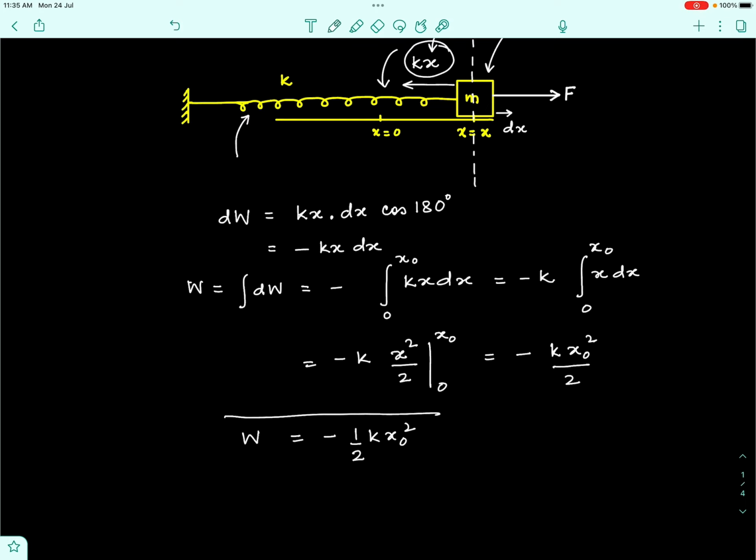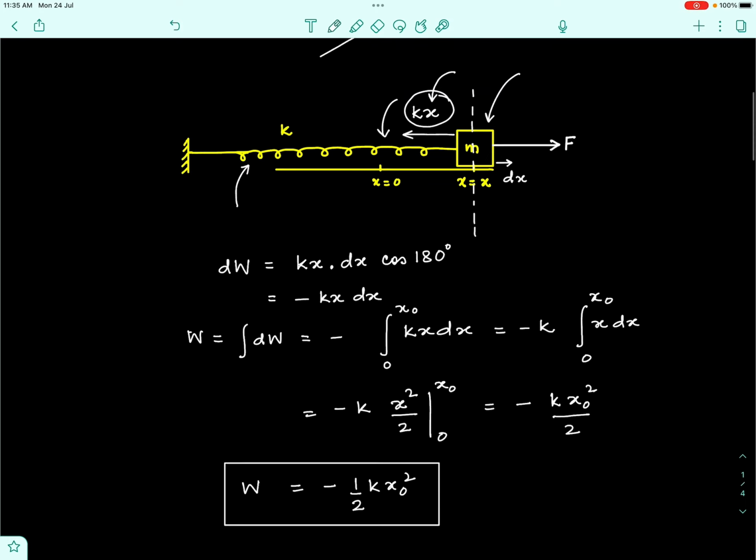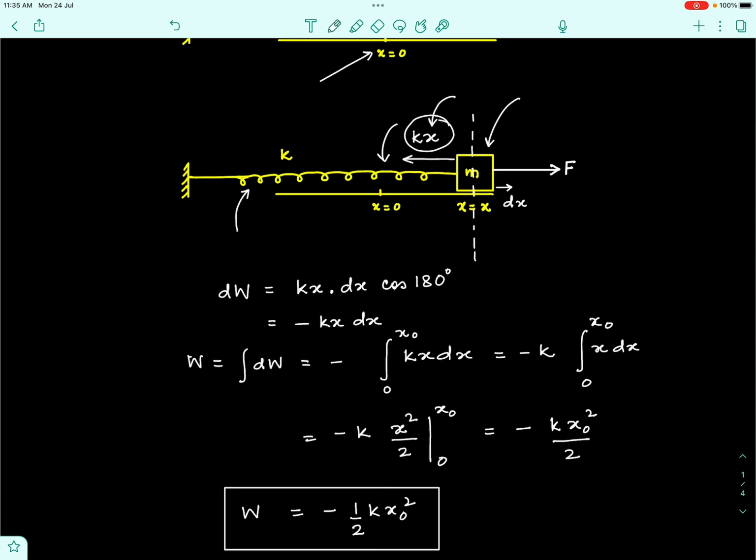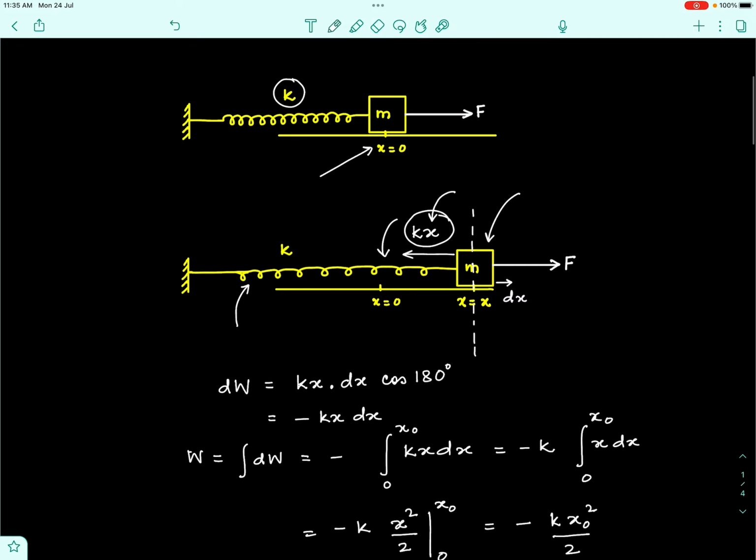See that the work done by spring comes out to be negative. The simple reason behind this is that the displacement of the block is opposite to the direction of the spring force. Force and displacement are opposite to each other, right? This is when the spring undergoes an elongation, it is stretched.